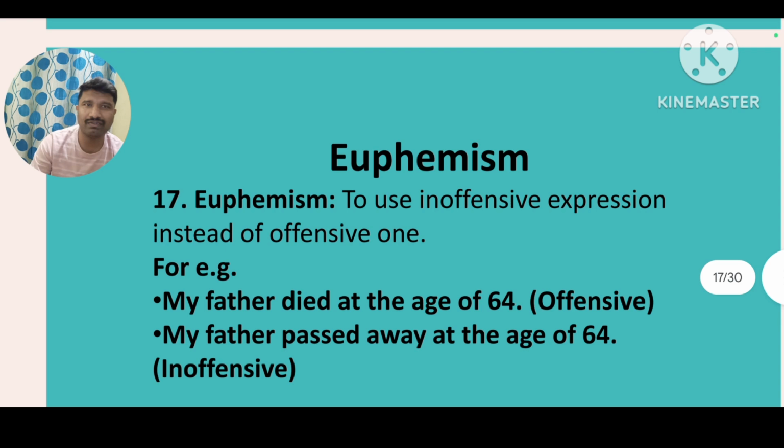Next one we have is the euphemism. Euphemism is to use an inoffensive expression instead of an offensive one. Very easy. My father died at the age of 64. It is offensive. My father passed away at the age of 64. It is inoffensive. This is the example for the euphemism.